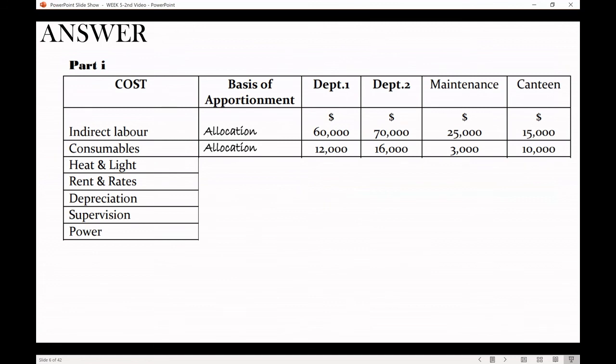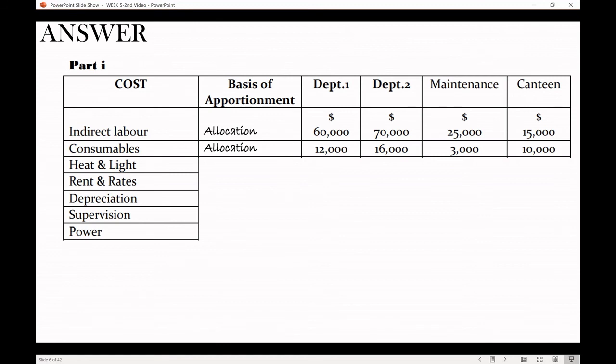We have some costs, right? The first 2, indirect labor and consumables, those were allocated for us already, right? The remaining from heat and light to power, all we know is the total cost, right? But based on that, we would know and we would assume, right, that the total cost needs to be split among our 4 departments. So how do we go about doing that?